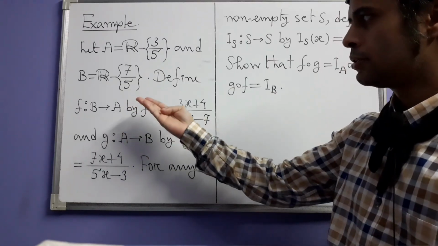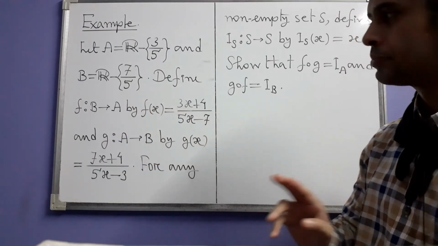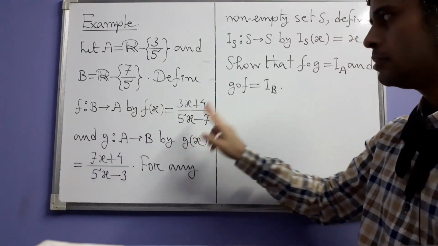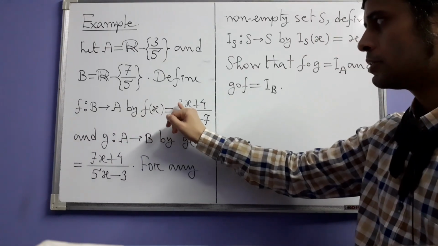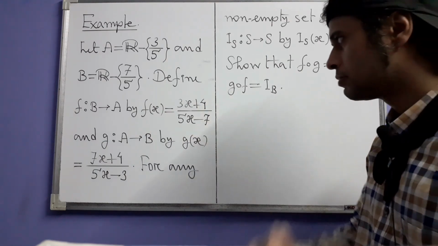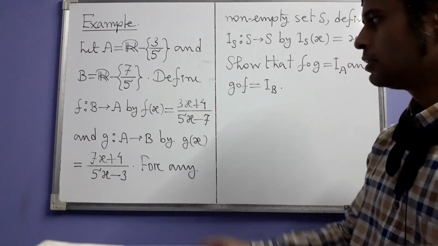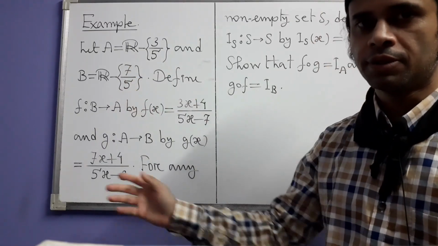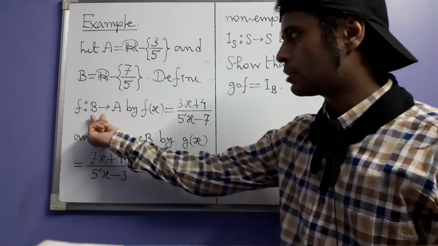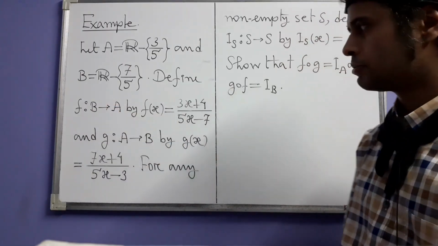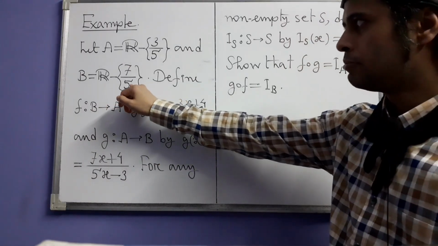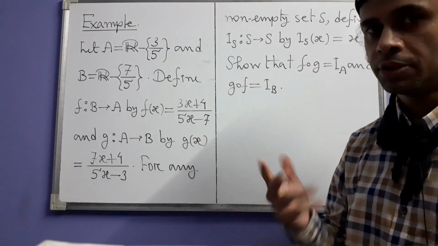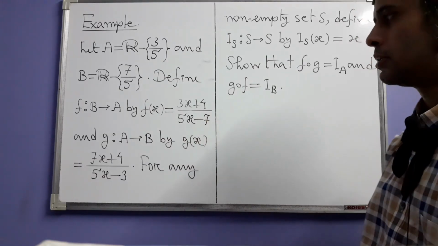And then two functions have been defined. F from B to A, given by this formula: F of x equals 3x plus 4 divided by 5x minus 7. You can see why we need to remove 7 over 5 from R in order for B to be the domain of F. That is because if x has this value, then 5x minus 7 becomes 0, and we don't want that because that's the denominator.